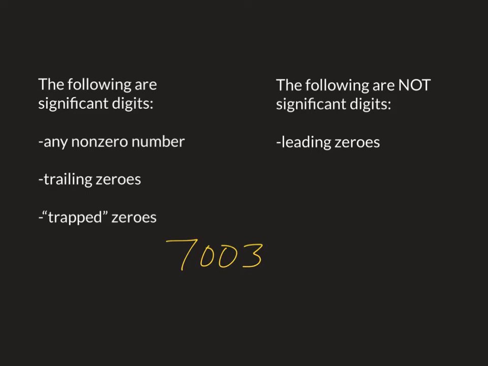And it sounds like I'm listing a lot of rules here, like 4 rules. But really, we can sum it all up by saying that the only numbers that are not significant are what we call leading zeros. Leading zeros are anything like this. Actually, that's a fine example. This number here only has one significant digit in it because this is a leading zero. It's a zero at the front of the number. So this only has one.